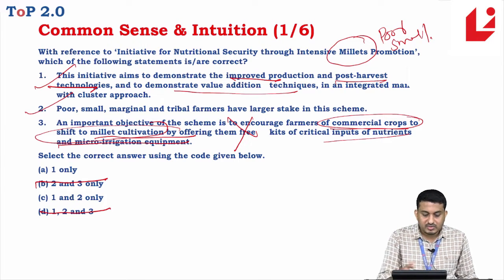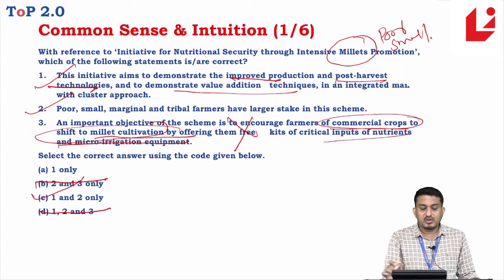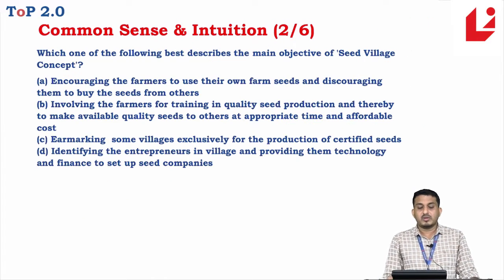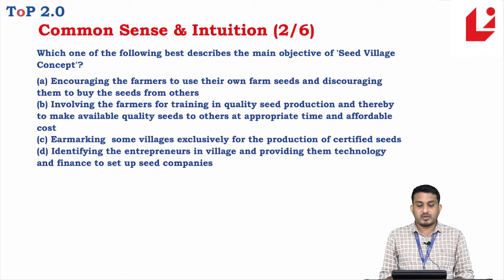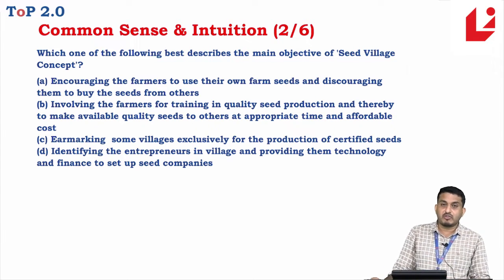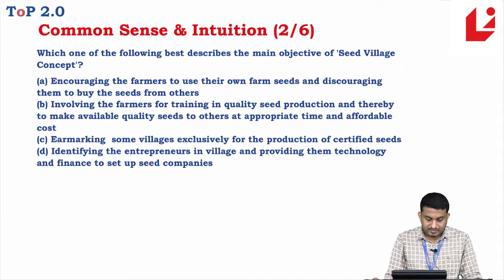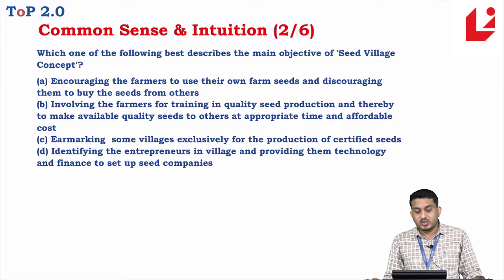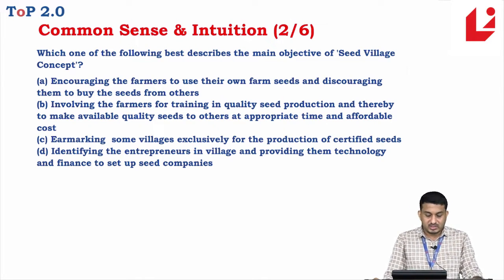Okay, so what is the answer for this? Answer is C, 1 and 2 only. Now coming to the second question. Which one of the following best describes the main objective of seed village concept? Read statement A. Encouraging the farmers to use their own farm seeds and discouraging them to buy the seeds from others.